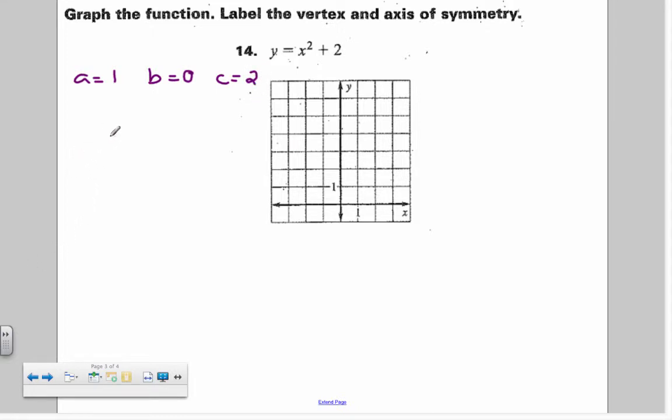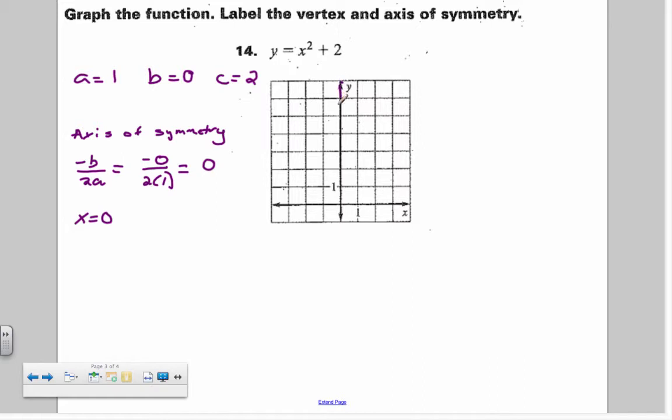Okay, so now I can go ahead and find my axis of symmetry. It's negative b over 2a, and if I plug in my values here, I have negative 0 over 2 times 1. Now, negative 0 is just 0, and 0 divided by anything is still 0. So I find that my axis of symmetry is x equals 0. So the line x equals 0 is actually the same as the y-axis.